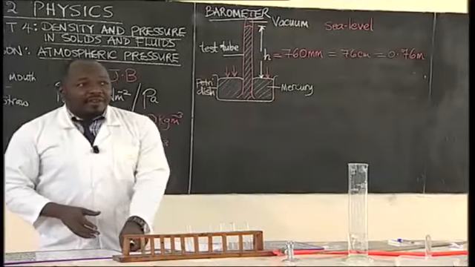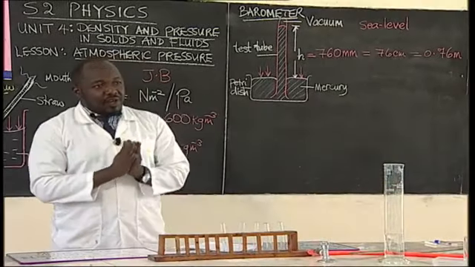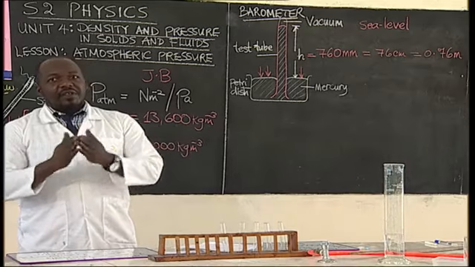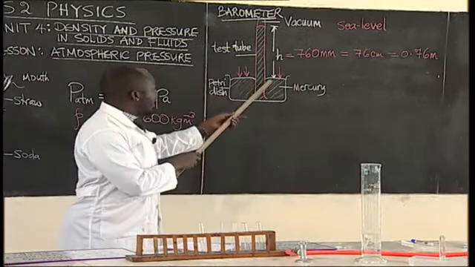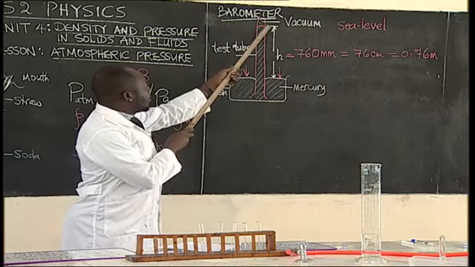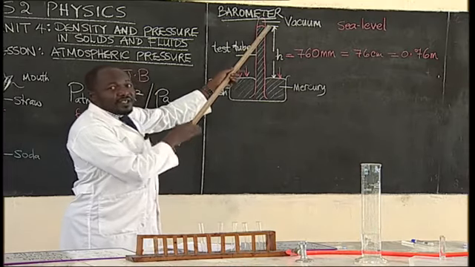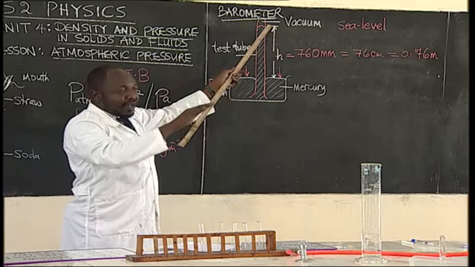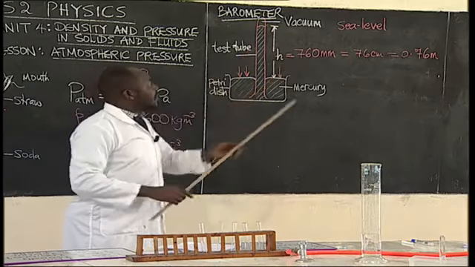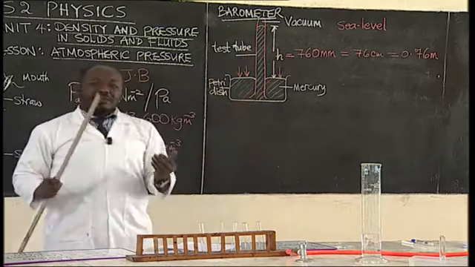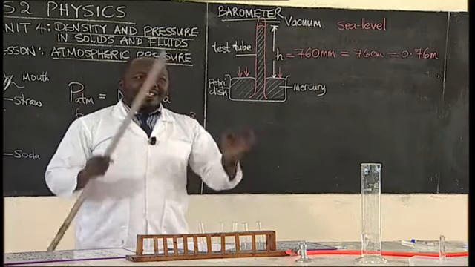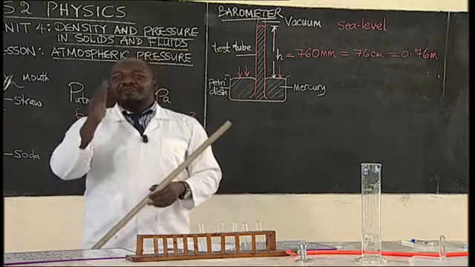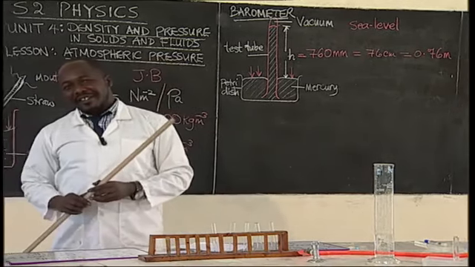That is the level of the mercury. The distance from the mercury surface in the Petri dish here up to the upper meniscus, that means the uppermost level of this mercury, we find it is equal to 760 millimeters. I hope you get that. And that is very fundamental, very important.